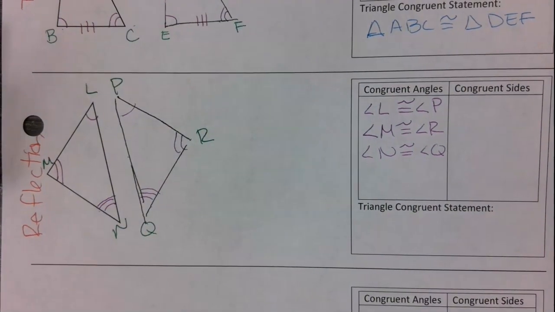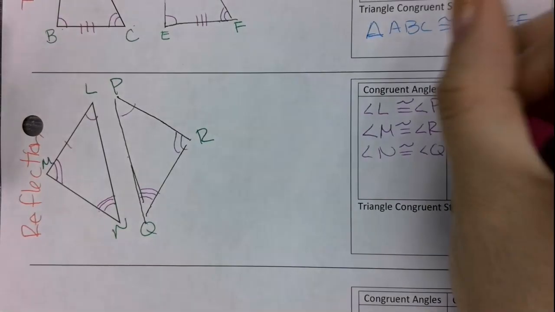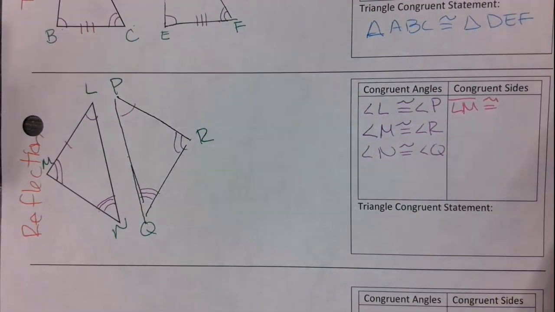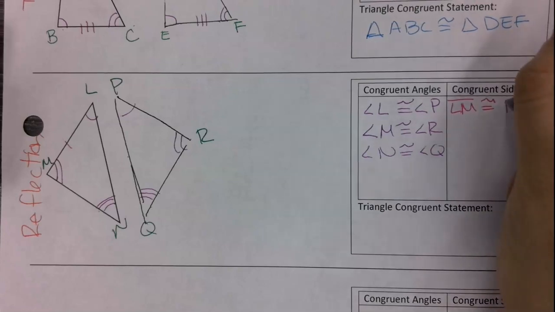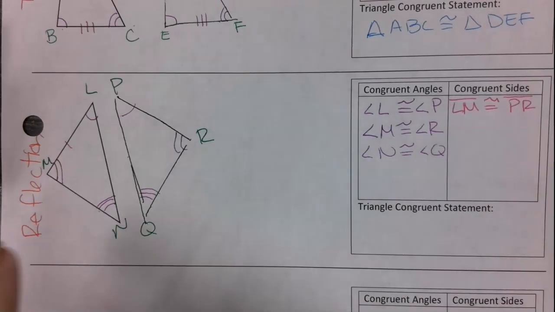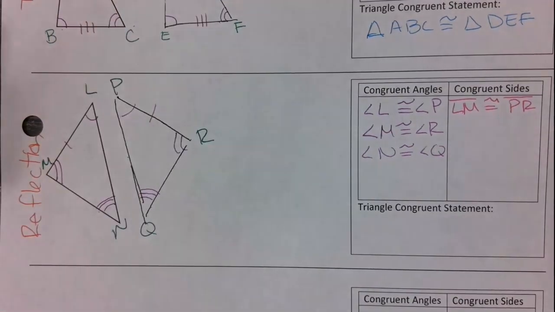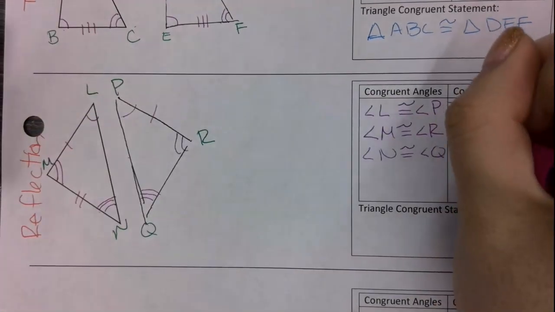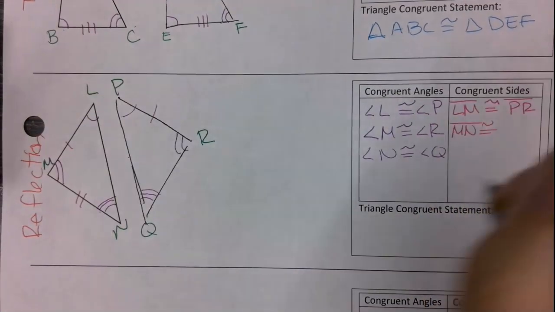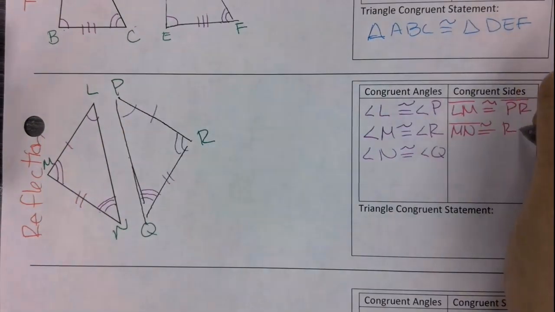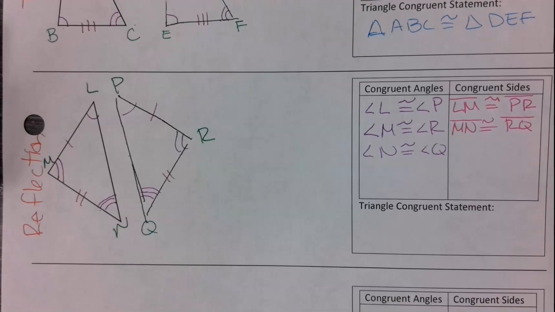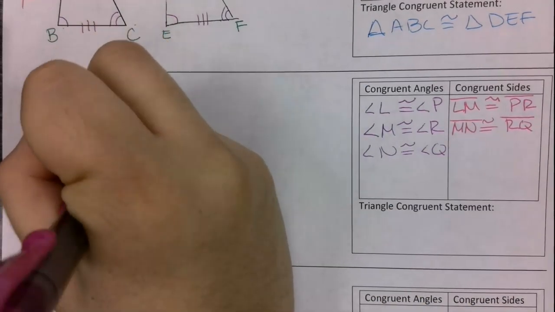Okay. What are my congruent side lengths? So I'll start off with LM. What's the one that goes with that? P and R. Okay, what's another side length? M and N, and the one that matches up? R and Q. And then my last side length is L and N on this triangle.